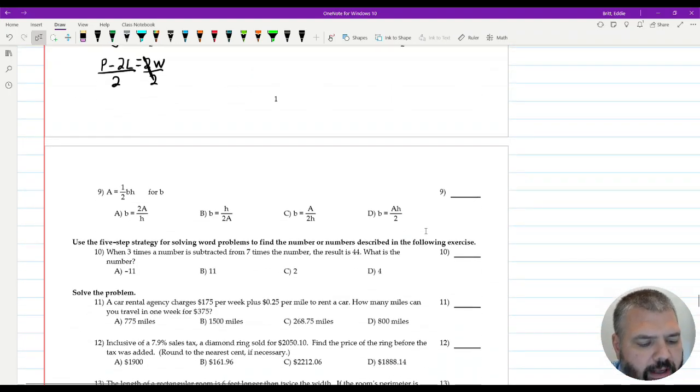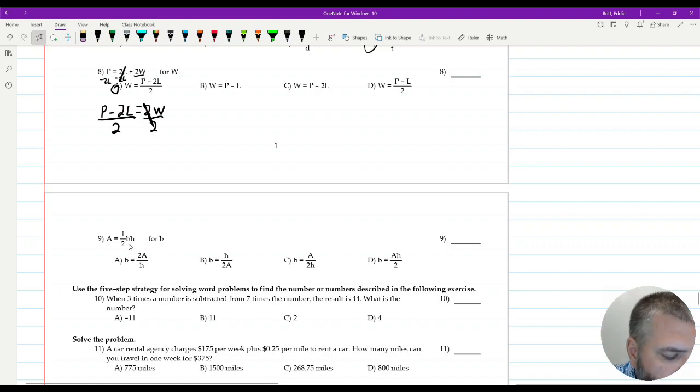All right, on number 9, we want to solve for B. All right, so it's a little trickier because you see you got a number in front of B. We got to get rid of the number. And we have a letter H behind B. So what this means is 1/2 times base times height. That may sound familiar. That's the area of a triangle. And we do have A equals for area.